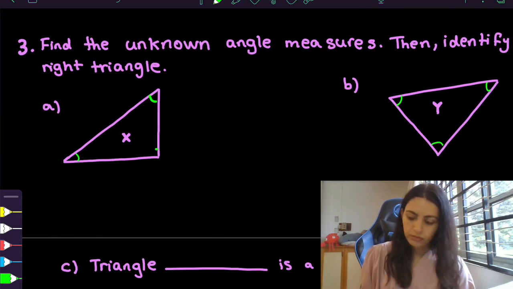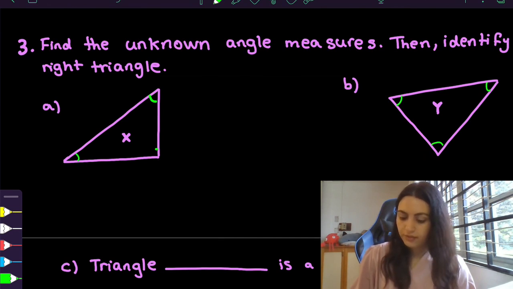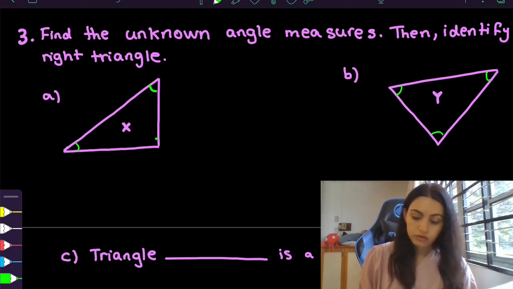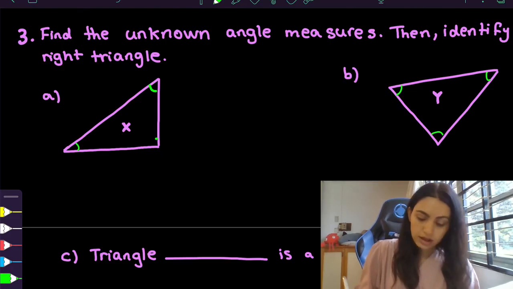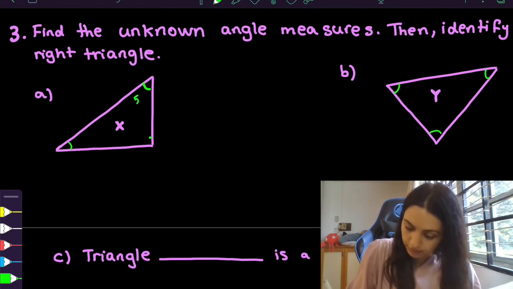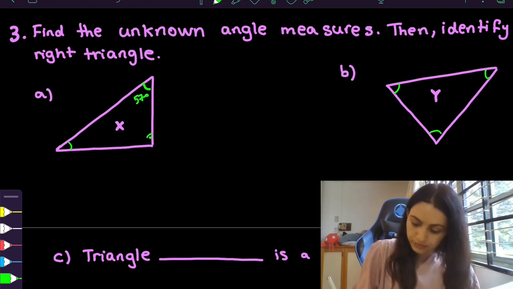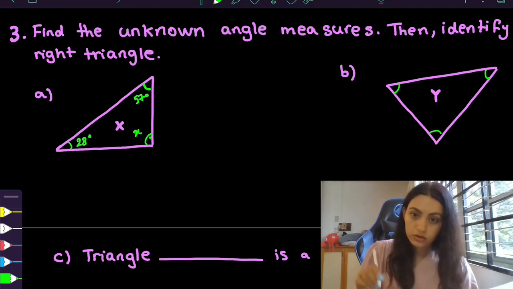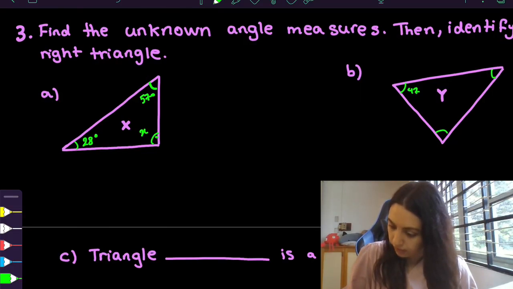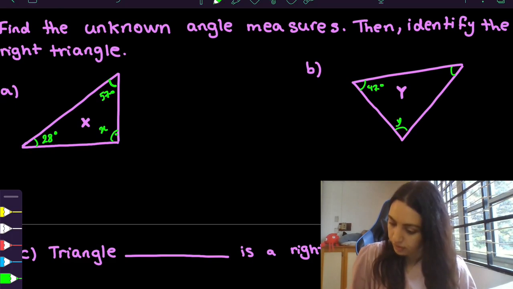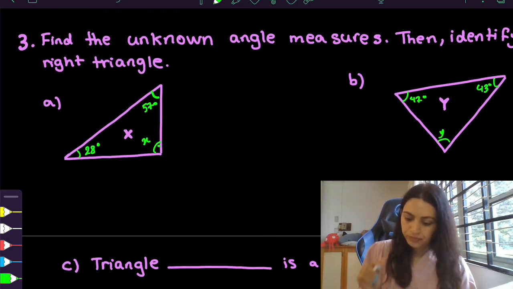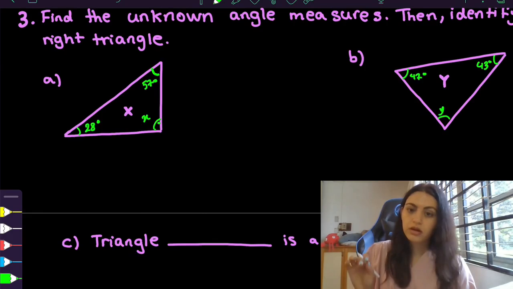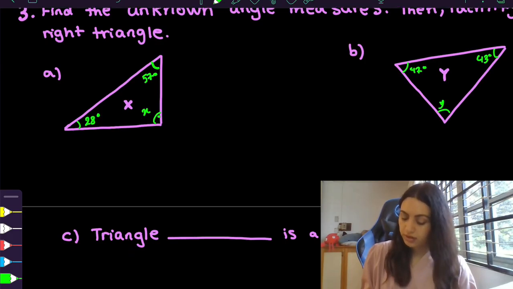Okay. Moving on to question number three. Find the unknown angle measure, then identify the right triangle. So we have triangle X, we have triangle Y. In the question, here we have 57 degrees. This one is X. This one is 28 degrees. These are given in the question. 47. This is Y. And this is 43 degrees.